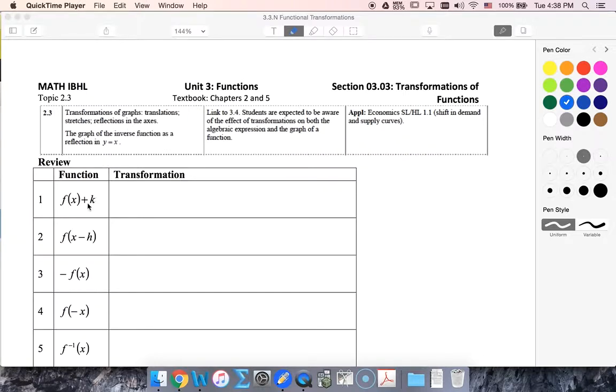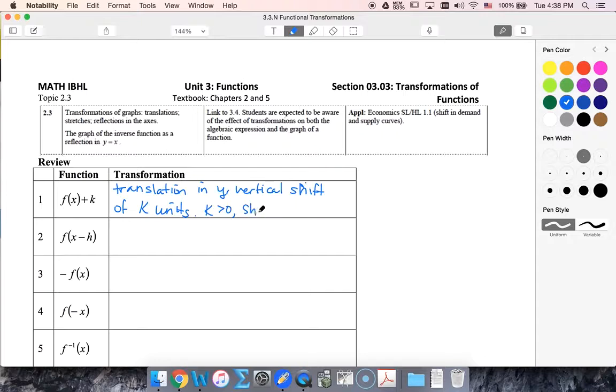So if I take a function, this is like my y value, and then if I add to the y value, this is going to cause a vertical translation or a translation in y. We could also call it a vertical shift of k units. So if k is positive, then we're going to shift up.